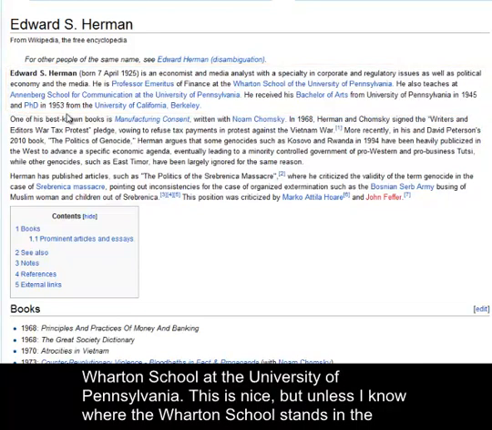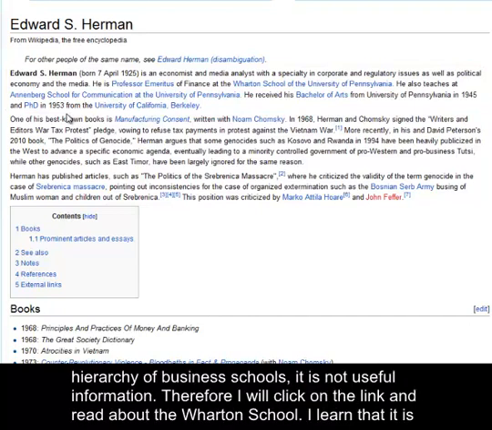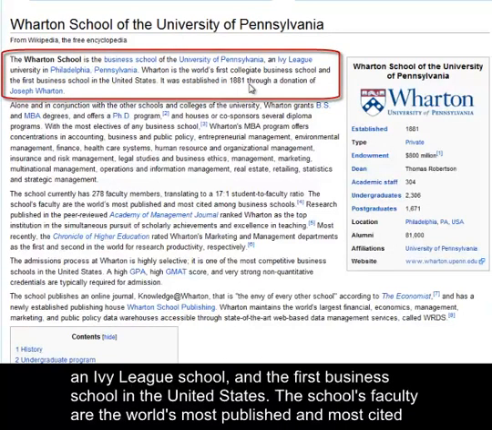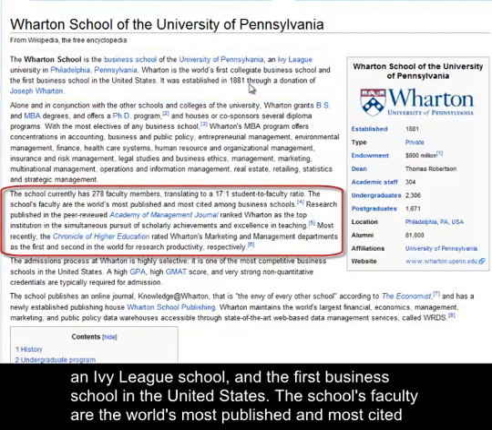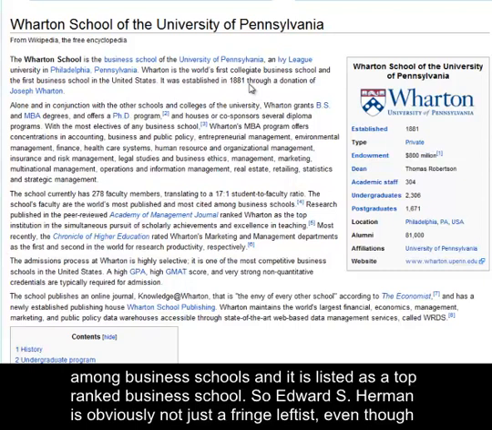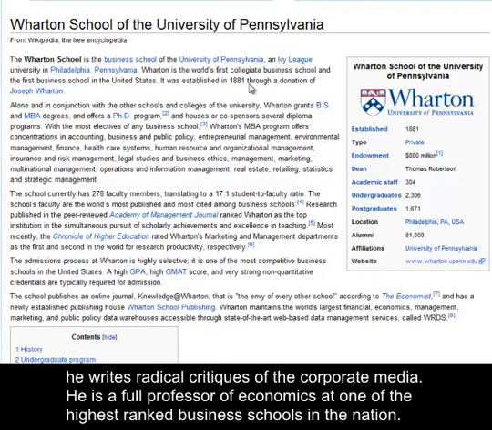This is nice, but unless I know where the Wharton School stands in the hierarchy of business schools, it is not useful information. Therefore, I will click on the link and read about the Wharton School. I learned that it is an Ivy League school and the first business school in the United States. The school's faculty are the world's most published and most cited among business schools, and it is listed as a top-ranked business school. So Edward S. Herman is obviously not just a fringe leftist, even though he writes radical critiques of the corporate media. He is a full professor of economics at one of the highest-ranked business schools in the nation.